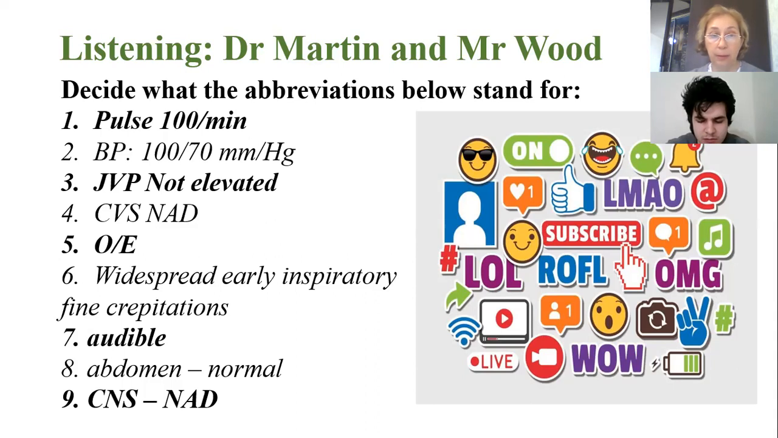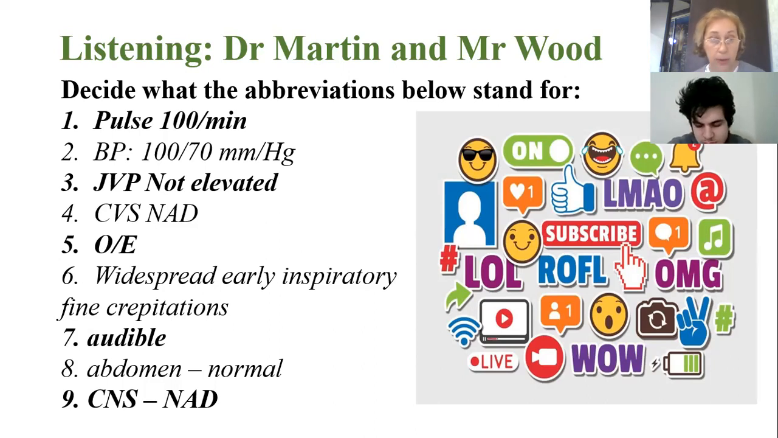So in number 4, there is abbreviation. There are letters CVS, NAD. Actually, NAD means no abnormality detected. And what kind of system is CVS? What kind of body system is it? S stands for system, right? So any ideas? If it is connected with heart, so what do we call this kind of system? This is cardiovascular system. Yeah.